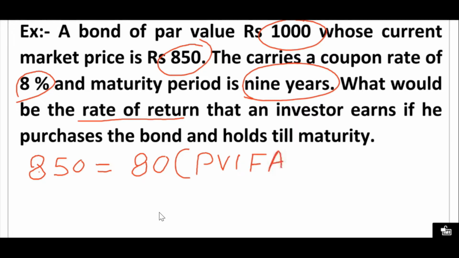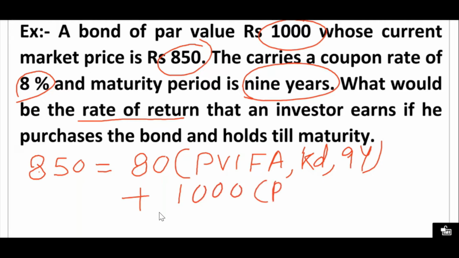Okay. Present value interest factor of annuity. I told you in the previous video, we always calculate the present value of ordinary annuity. So 80 rupees is there. And what is the percent here? That we have to find out. So I'll write here, let's say KD. And how many years are there? So 9 years are there. Plus 1000 rupees we will get back.